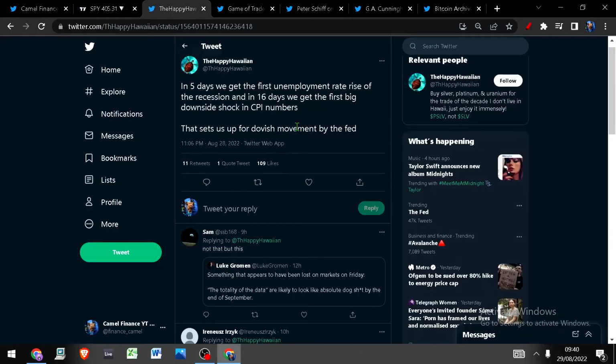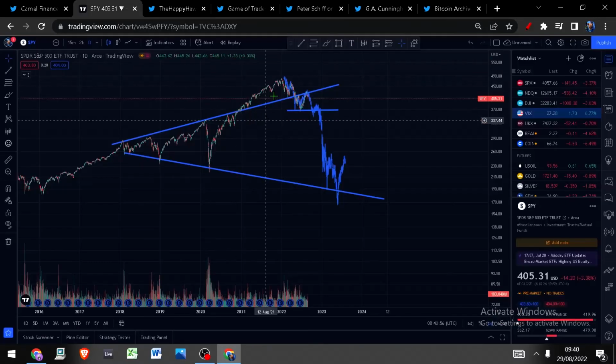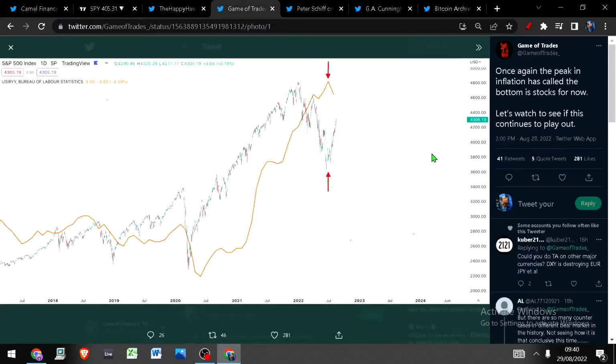So it all comes down to these CPI prints. Do we get a downside shock in CPI, or do we get a hot print? Do we get something that sets us up for a dovish pivot, or do we get continued destruction? Game of Trades has pointed out that the bottom for stocks has been called by peak inflation right at this moment in time. So currently we have had peak inflation, which has corresponded to a bottom in stocks. So let's watch to see if this continues to play out.